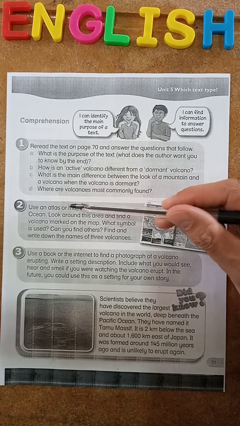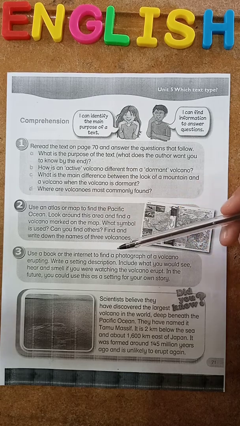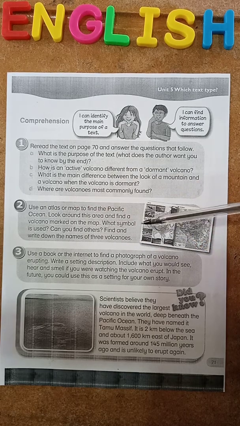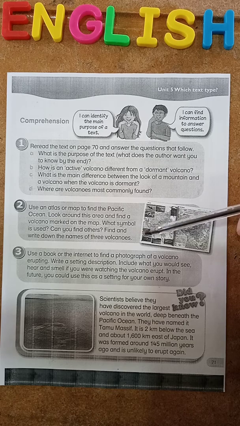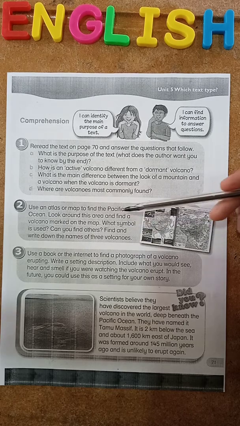Now, if you don't have an atlas or a map at home, we'd usually do this in school, you can look online to try and find a map or an atlas of the Pacific Ocean. If you're really struggling and you can't do this, don't worry too much. But do try, if you do have access to the internet, to find a map or an atlas of the Pacific Ocean.